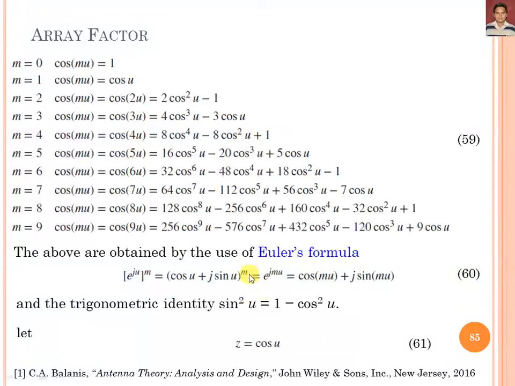The above calculation can be obtained by using the Euler formula, which is e to the power j mu, equal to cos mu plus j sin mu. And we are considering one more trigonometric identity, sin square u is equal to 1 minus cos square u. So assume that cos of u equal to z. So you can say cos of u equal to z, and cos square u is equal to z square, cos cube u is equal to z cube, and cos 3u equal to 4 z cube minus 3 z.